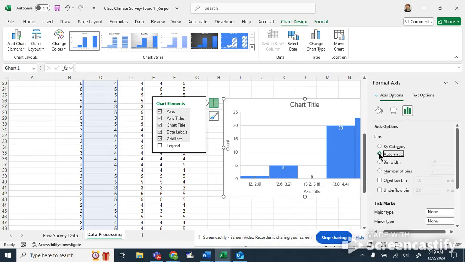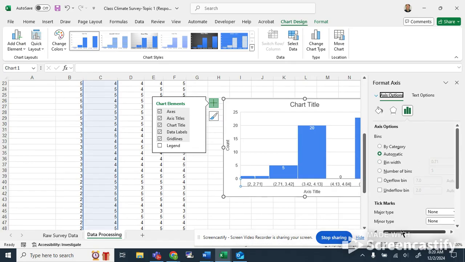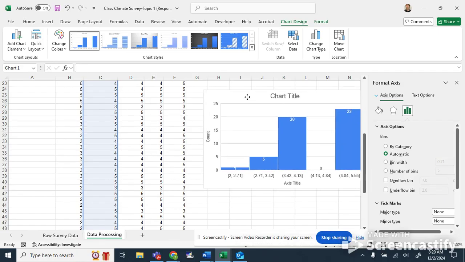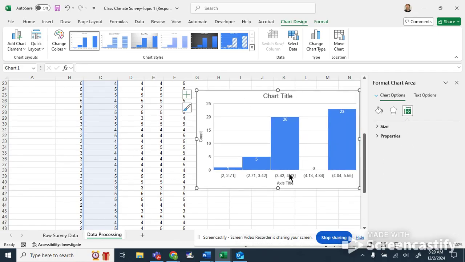So here you can do automatic bin width and things like that. For example, if I wanted to, it'd probably take a little more time finicking around than I want to spend in this video, but I could have it by 1, 2, 3, 4, 5, and just have the count of each of these. Because right now it's kind of weird, because there is no 3.42 to 4.13. This is just counting the 4s, and this is just counting the 3s.